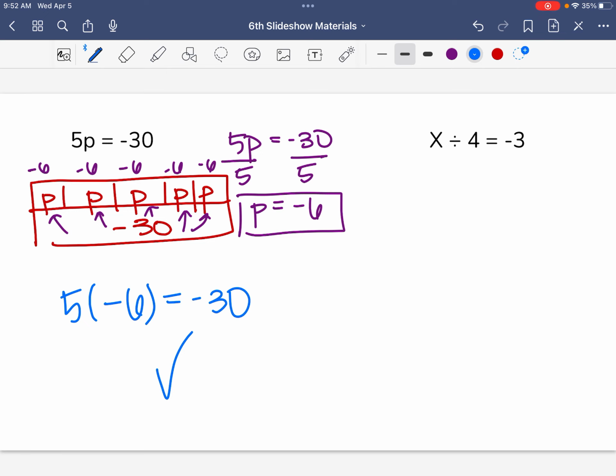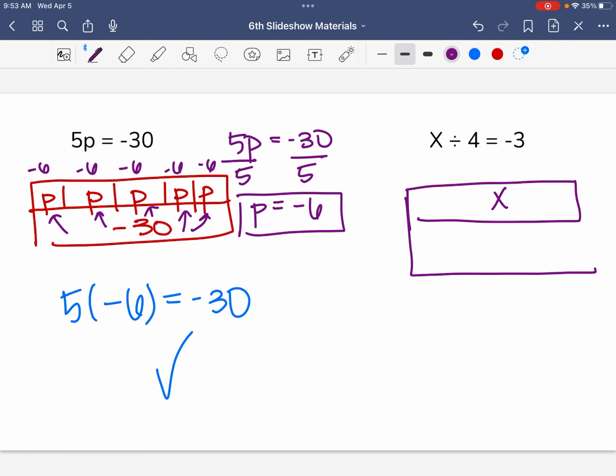And our last one that we're going to look at, this is our division representation. And we have an x, and it's being divided into 4 pieces. So here we have x, and it's divided into 4 pieces. And it says when x is divided into 4, each of them is negative 3. So that means that this is negative 3, this is negative 3, this is negative 3, and this is negative 3.